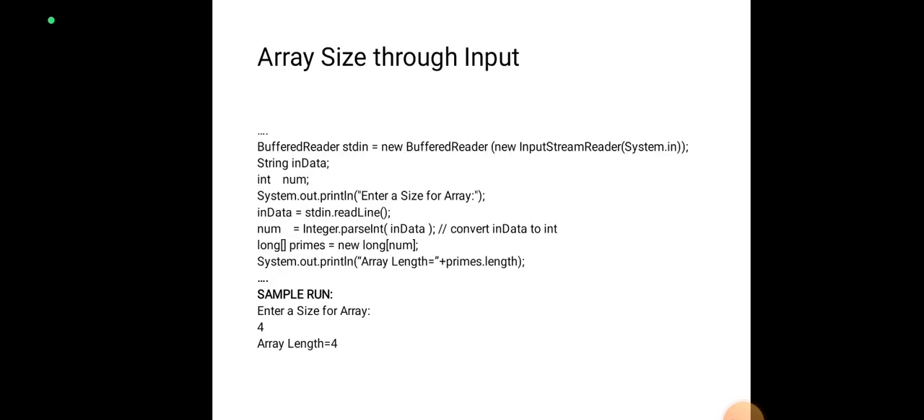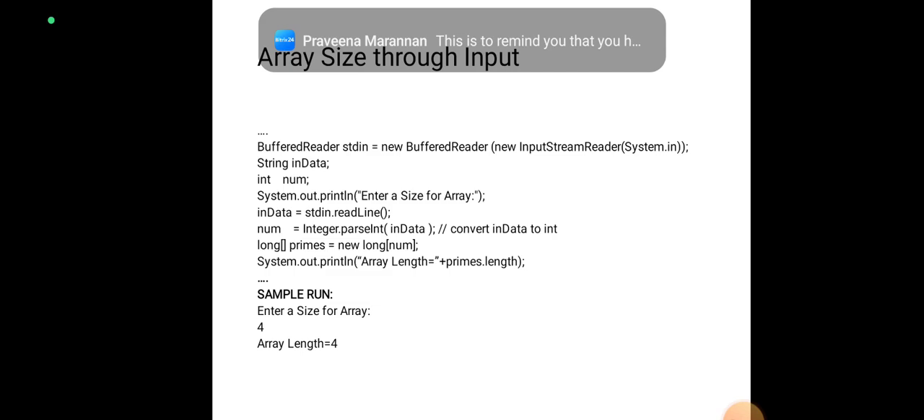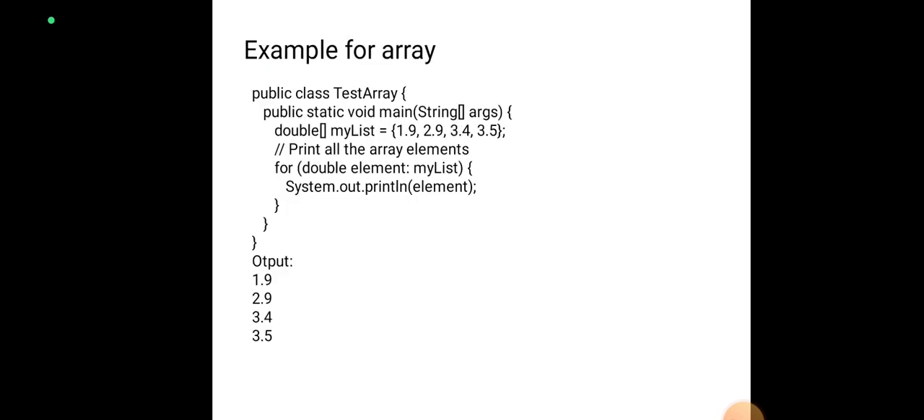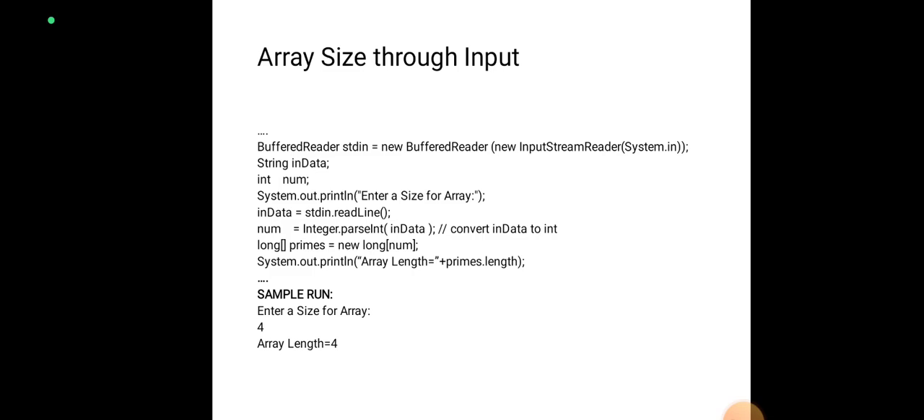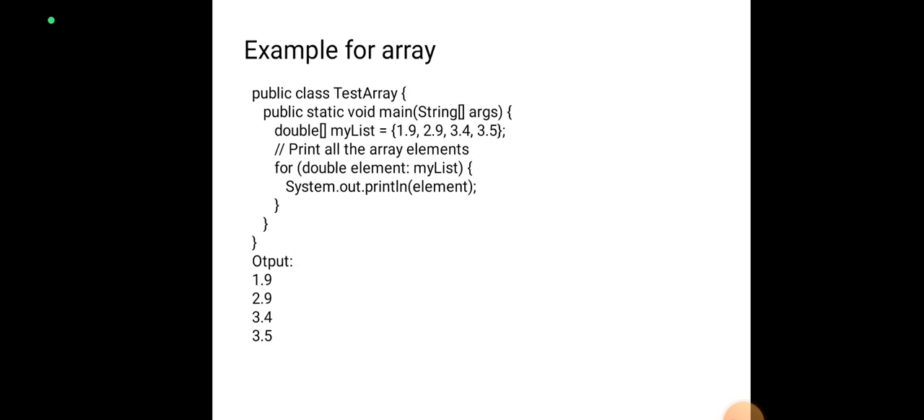Next one is array size through input. Through the BufferedReader we can give the input streams, and here using System.out.println we can prompt to enter the size of an array, which is of integer type, and then it converts the data into int, and after getting the data, the array length is given as 4. Next one is an example for an array with the size of the array. Public class TestArray, public static void main(String[] args). Here the list is given, the list values are 1.9, 2.9, 3.4, 3.5. Printing all the array elements, so all the elements will be listed one by one.